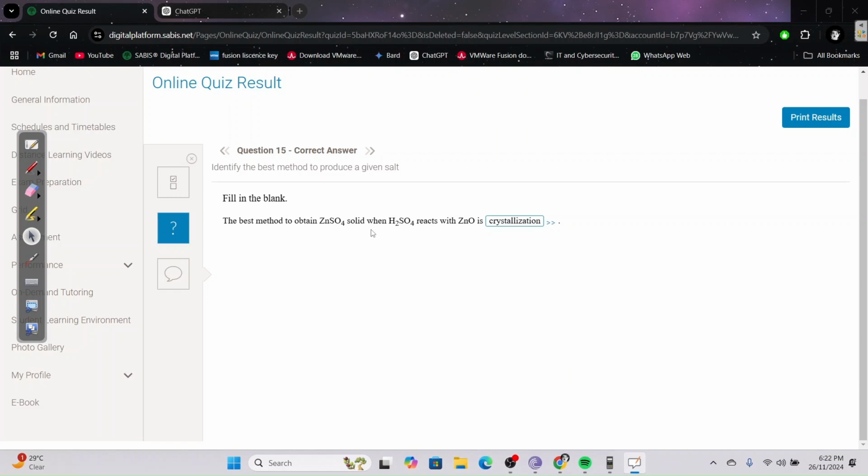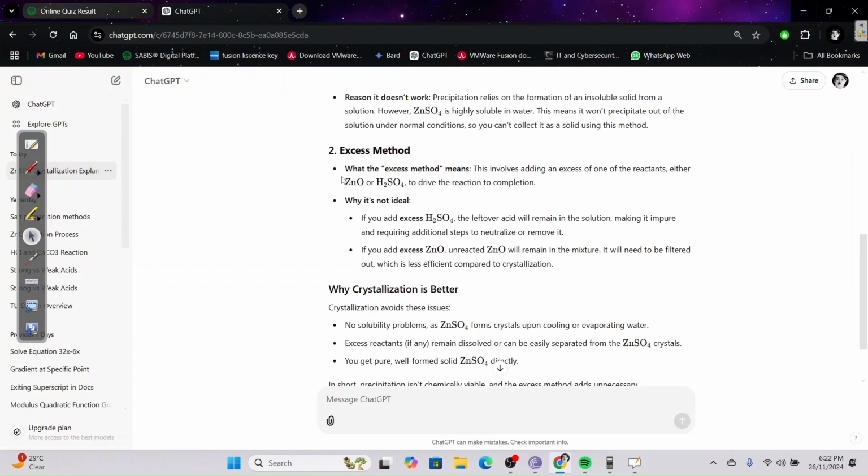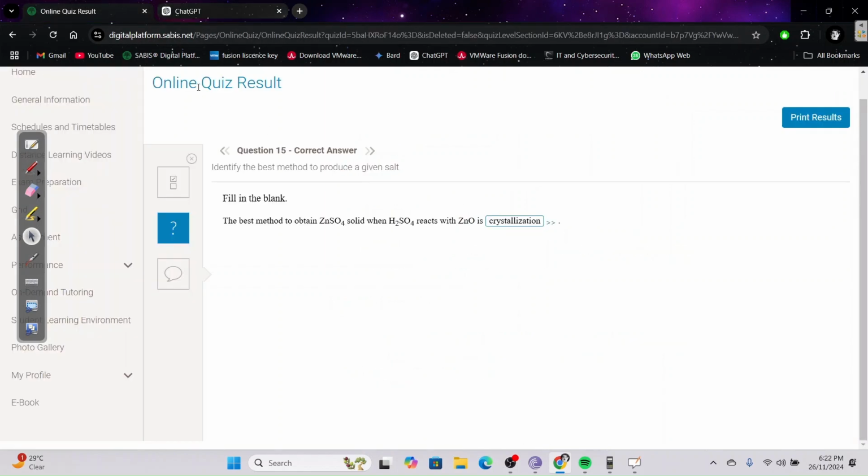Why can't you use the excess method? Because the excess method, according to external sources, ChatGPT, if you use it, you're going to have leftover acid and it's going to be impure, and you're going to need more steps to remove it. If you add excess zinc oxide, the zinc oxide will remain in the mixture and it will need to be filtered out, which is less efficient. So it's not the best solution. This is also going to take longer because you're going to need additional steps to neutralize it and remove it.